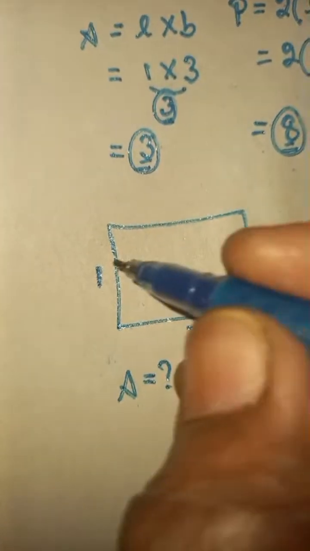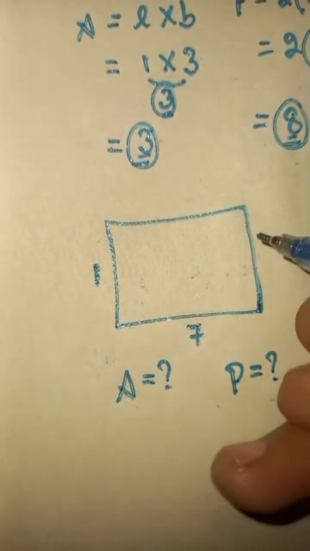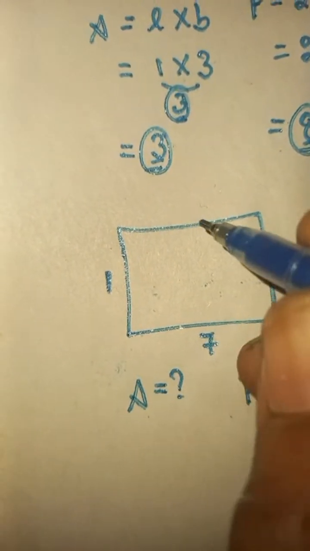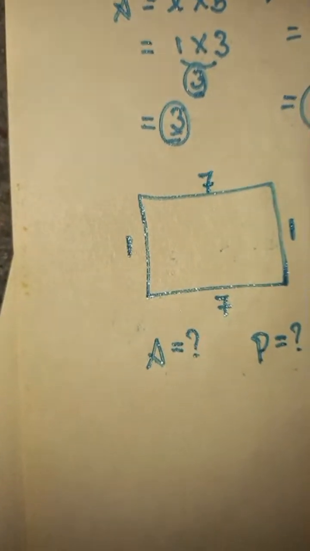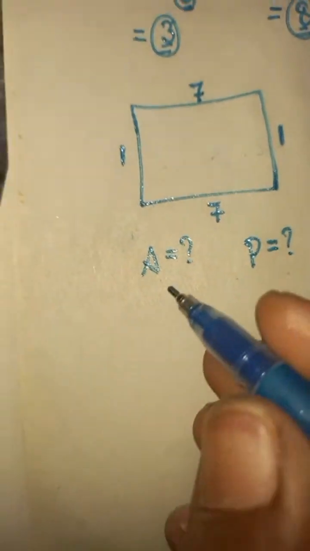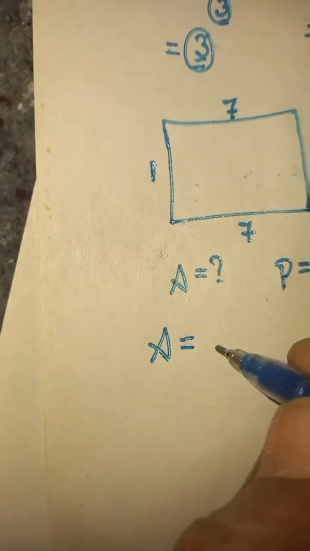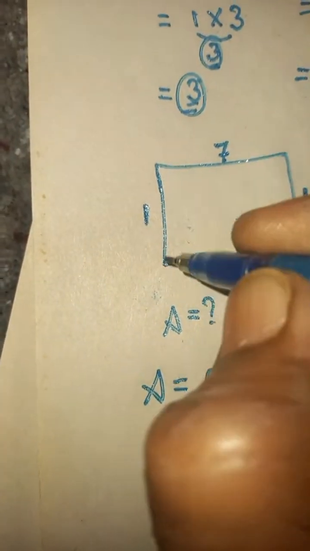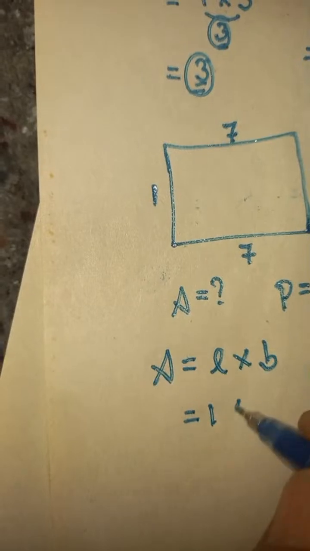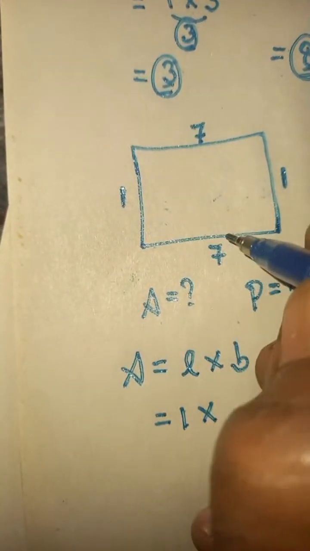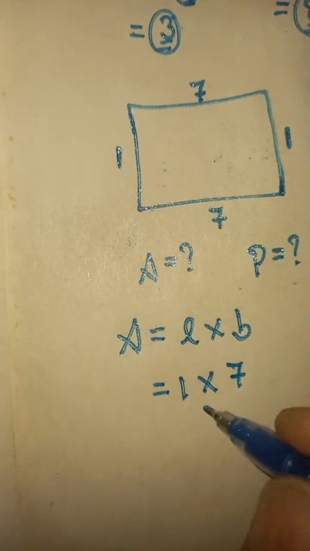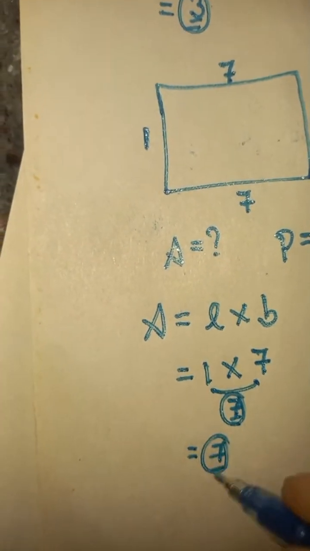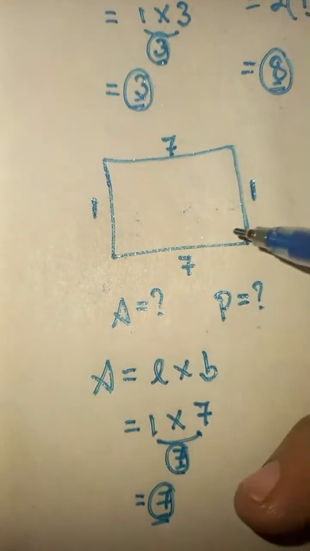Opposite sides in a rectangle are equal, so this side is 1 unit, this side is also 1 unit, this side length is 7 units, opposite to this is also 7 units. Now you can find the area of the rectangle as length times breadth. So this is the length, which is 1 unit, times this is the breadth, which is 7 units. 1 times 7 is 7, so 7 square units is the area of this rectangle.